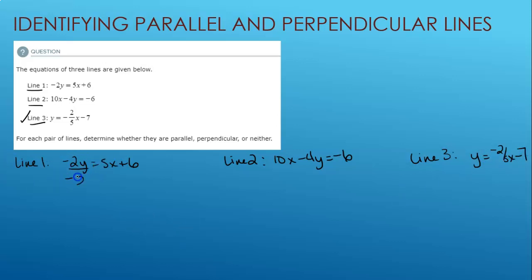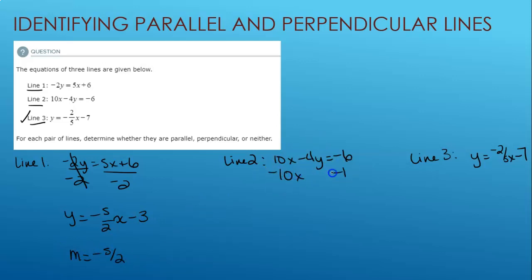So for this one, you should have divided everything by negative 2. This becomes y equals negative 5/2 x. Remember, it doesn't matter where you put the negative. And then 6 divided by negative 2 is negative 3. So the slope of this one is negative 5/2.